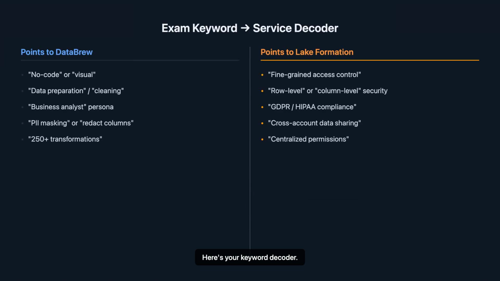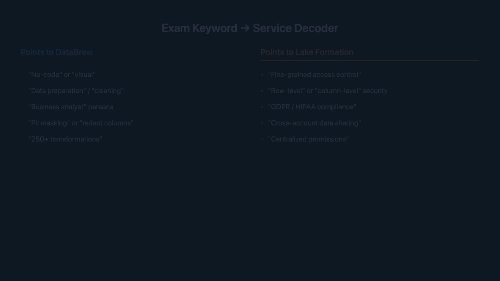Here's your keyword decoder. On the DataBrew side, watch for no-code, visual interface, data preparation, business analyst persona, PII masking, or that magic number, 250 transformations. On the Lake Formation side, watch for fine-grained access control, row-level or column-level security, GDPR or HIPAA compliance, cross-account data sharing, and centralized permissions. Read the qualifier carefully, because the question stem will usually contain exactly one of these phrases pointing you to the right answer.